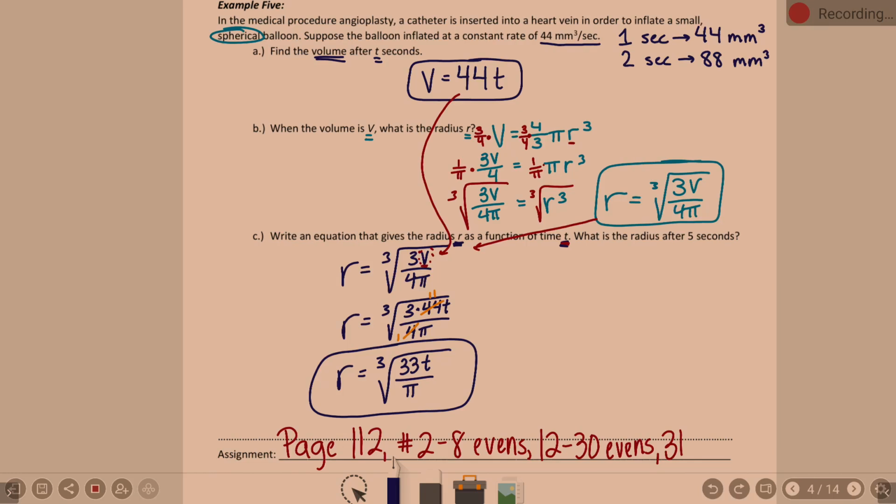Now, the question says, what is the radius after 5 seconds? What do you think we're going to do? Swap in 5. You're plugging in 5 into t, yes? This becomes a calculator question because I don't know the cube root of any of that stuff. It rounds to be 3.74 millimeters. Okay?